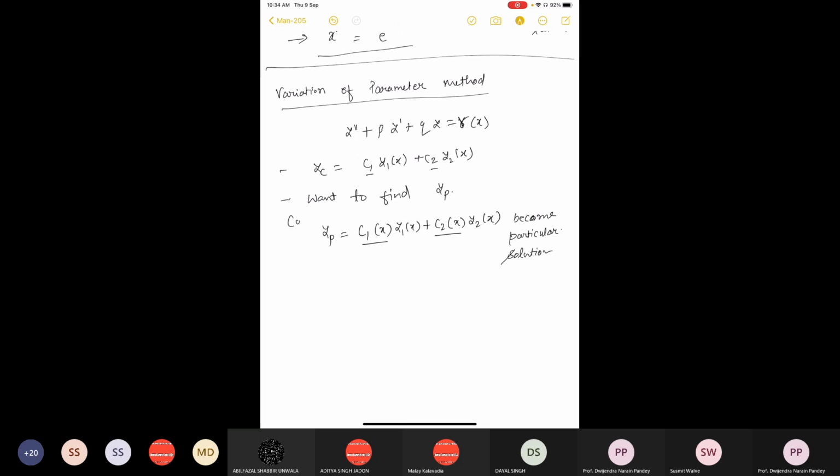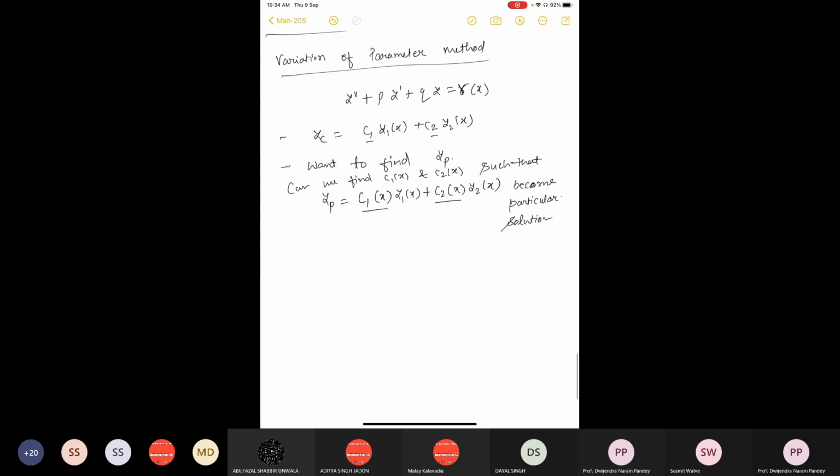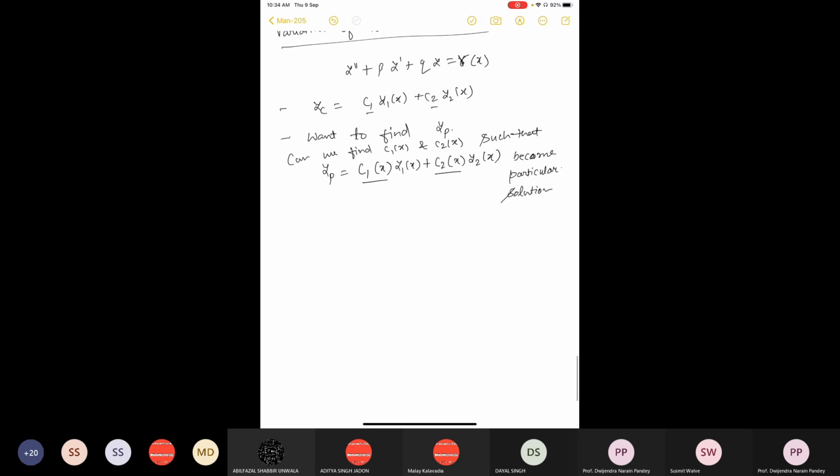So can we find c1(x) and c2(x) such that c1(x) y1(x) plus c2(x) y2(x) becomes a particular solution? We have to see whether such c1 and c2 exist or not. For that, I have to check whether this actually satisfies the differential equation, and under what condition it will satisfy it. So we find out yp dash.